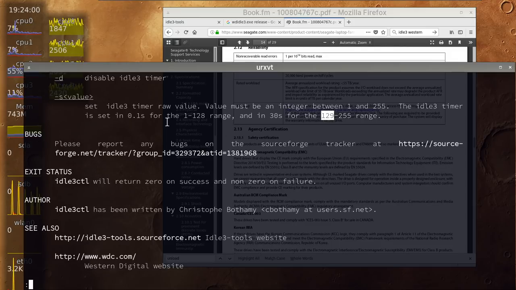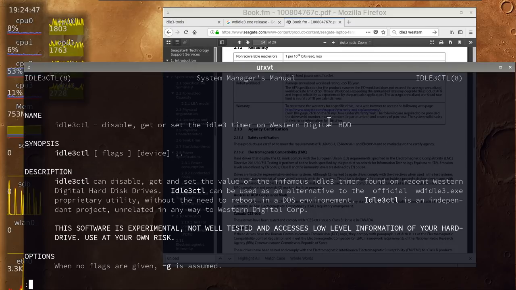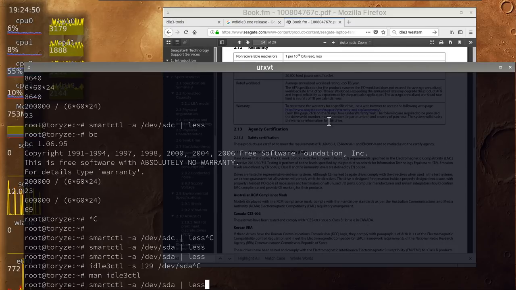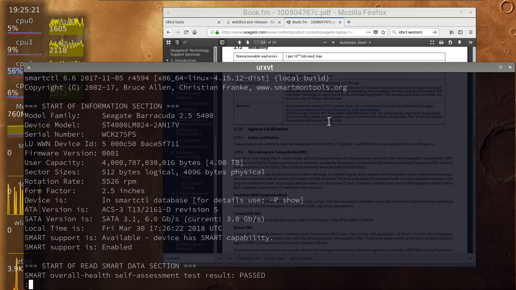So the idle 3 timer raw value must be an integer between 1 and 255. So this apparently is for the range 1 to 128 multiplied with a tenth of a second, and 30 seconds for this higher range. I think I read somewhere that that is recommended. In any case, this is a rather high value that, with flushing the log of many journaling file systems every 5 seconds or 30 seconds, will probably never trigger on Linux. However, this specific Idle 3 timer is only for Western Digital drives.